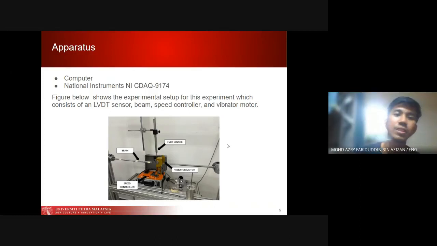So we proceed to the apparatus. First, we have the computer to record the data, and then we have the National Instruments NI cDAQ-9174 to record the data from the apparatus to the computer. The figure below shows the experimental setup for this experiment, which consists of an LVDT sensor, beam, speed control, and vibrator motor, as you can see on the slide.